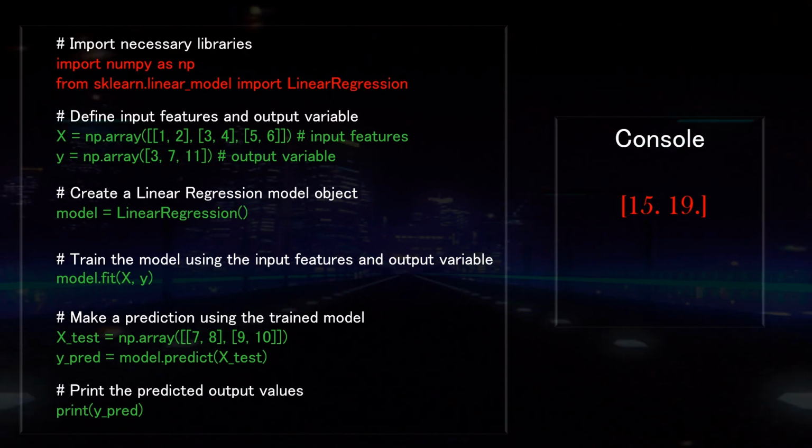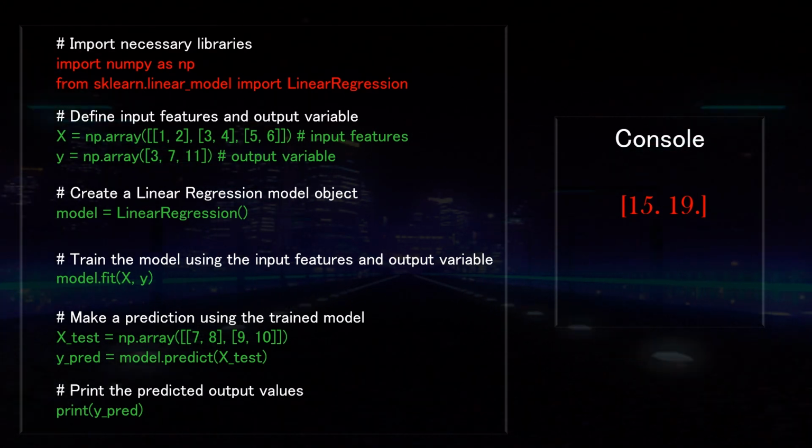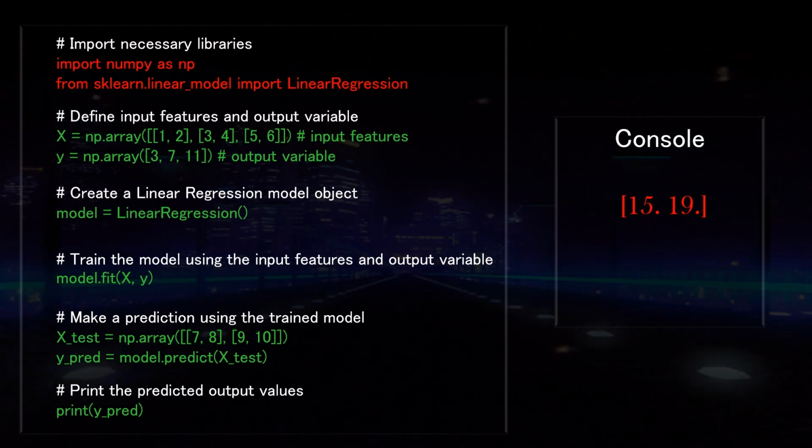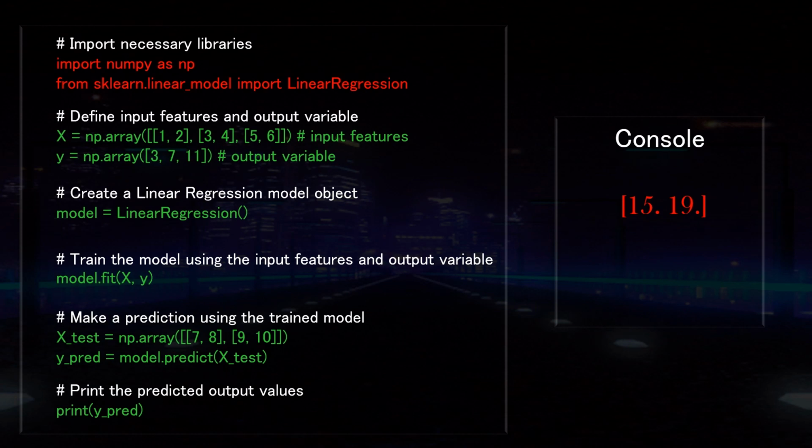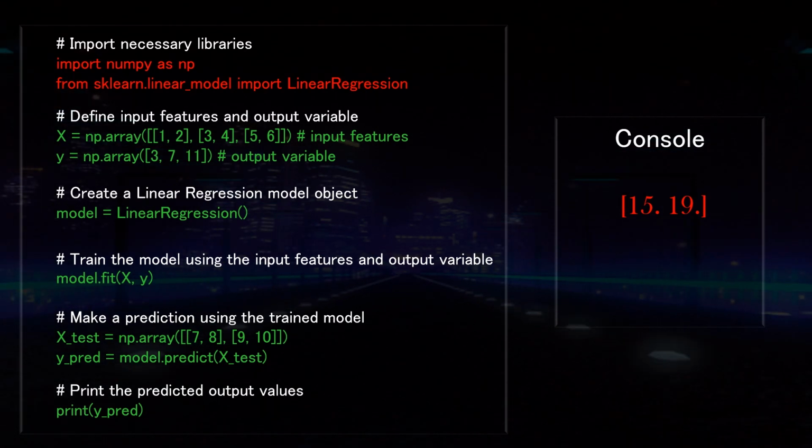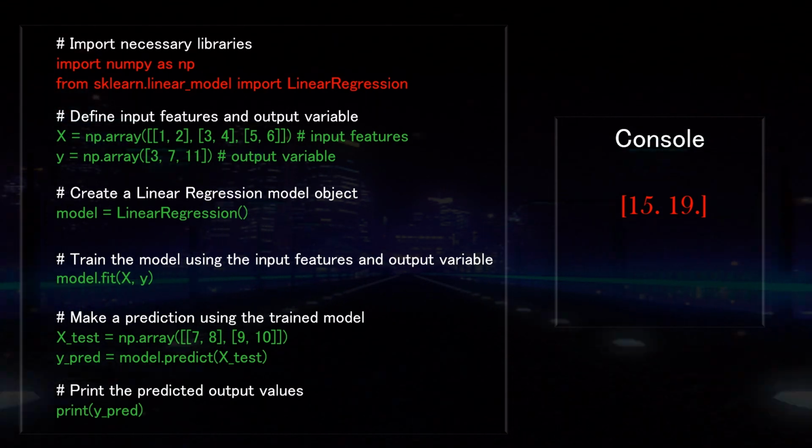1 plus 2 gave 3. 3 plus 4 gave 7. 5 plus 6 gave 11. The model, when asked to predict the output for inputs of 7 and 8, gave the output 15. Similarly, when the model was asked to predict the output for inputs of 9 and 10, the model gave the output 19.